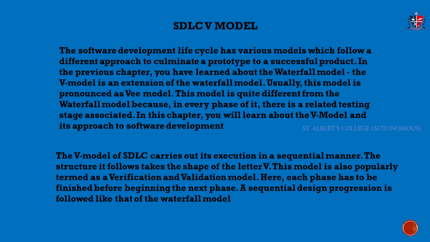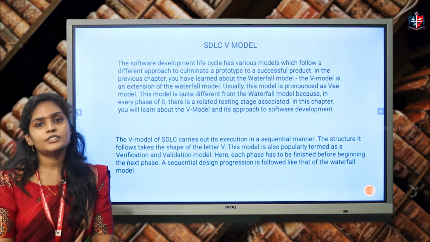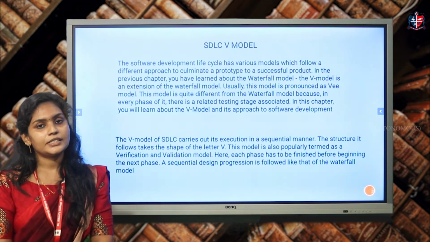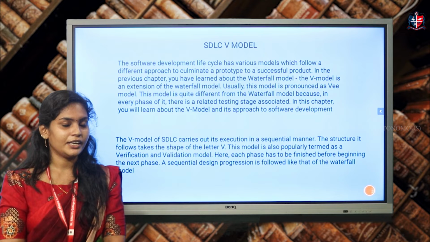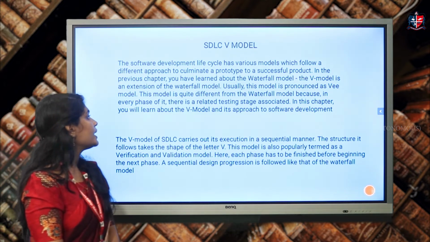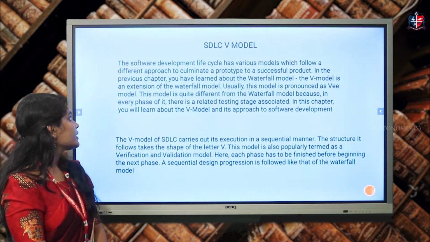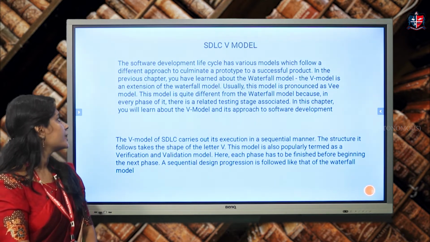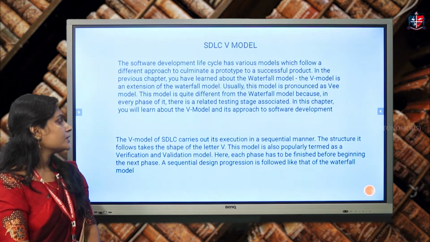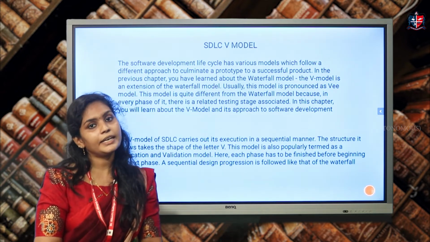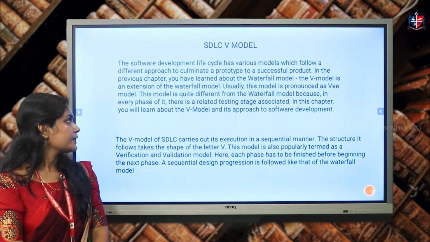Next model is the V model. So we all know what phases occur in the software development life cycle. In the V model, the same phases occur frequently. So the SDLC V model: the software development life cycle has various models which follow a different approach to culminate a prototype to a successful product. So in the previous chapter, we must have already studied the prototyping and other types of models.